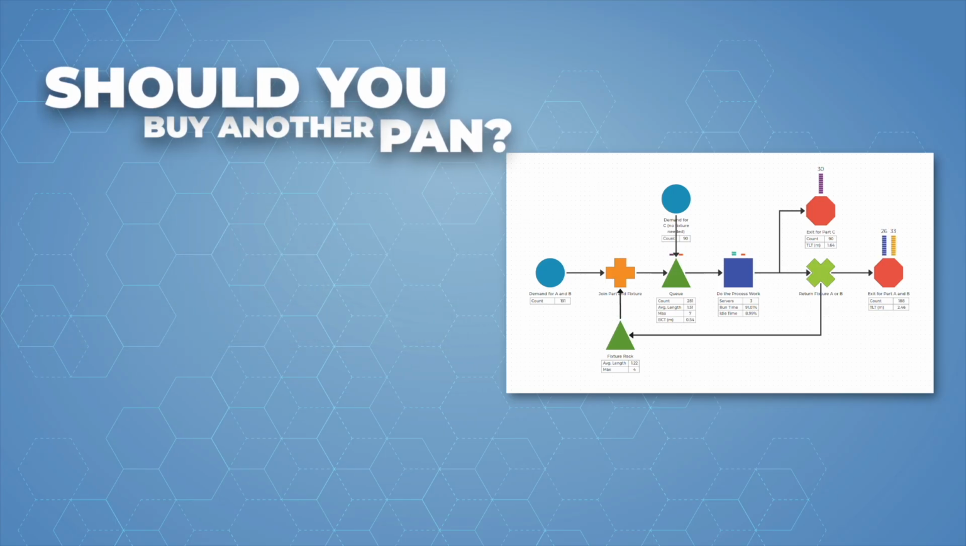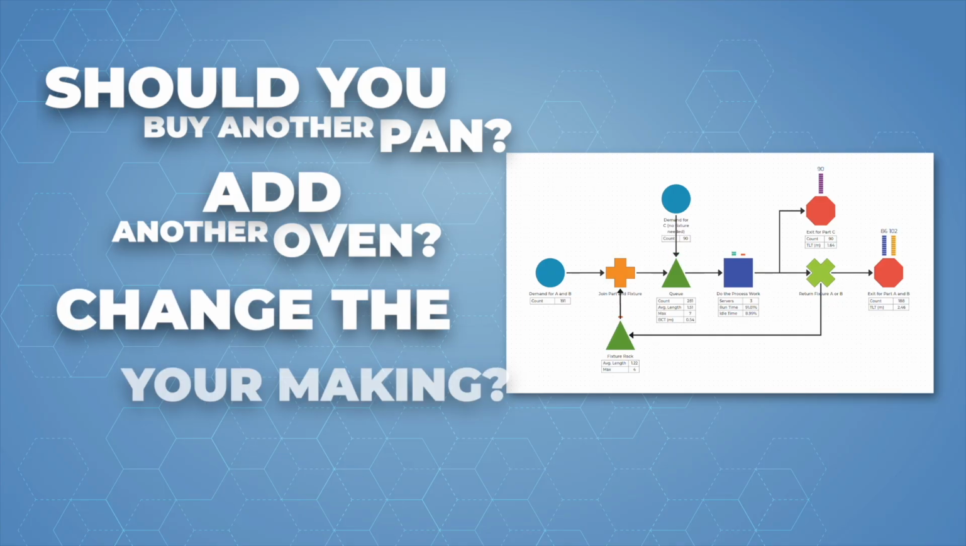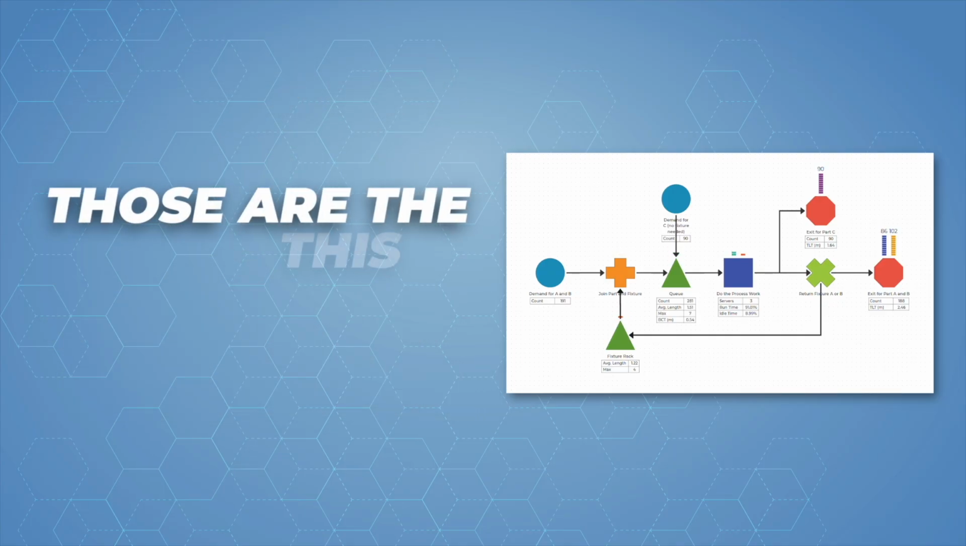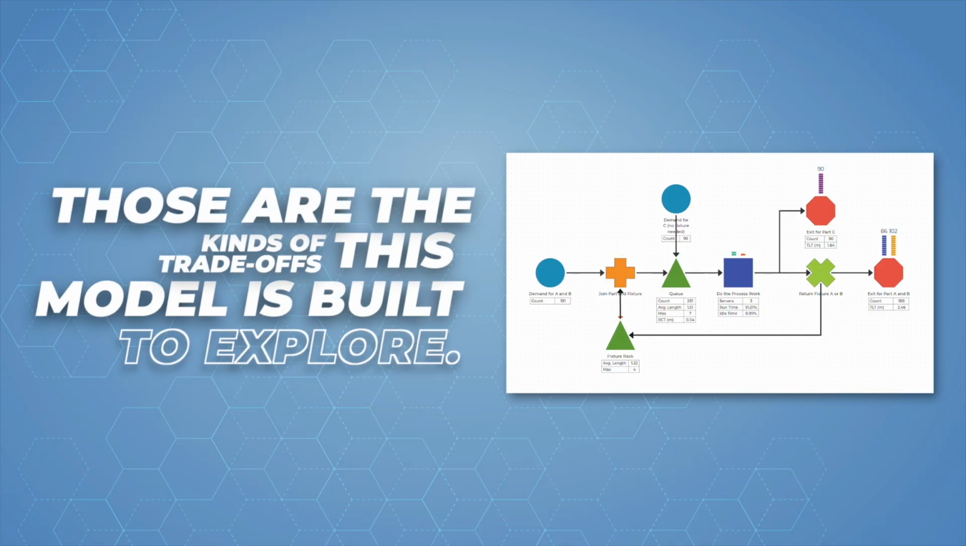Should you buy another pan? Add another oven? Change the mix of what you're making? Those are the kinds of trade-offs this model is built to explore.